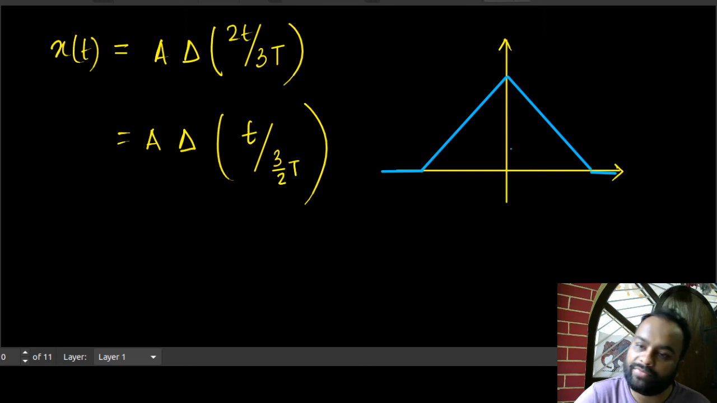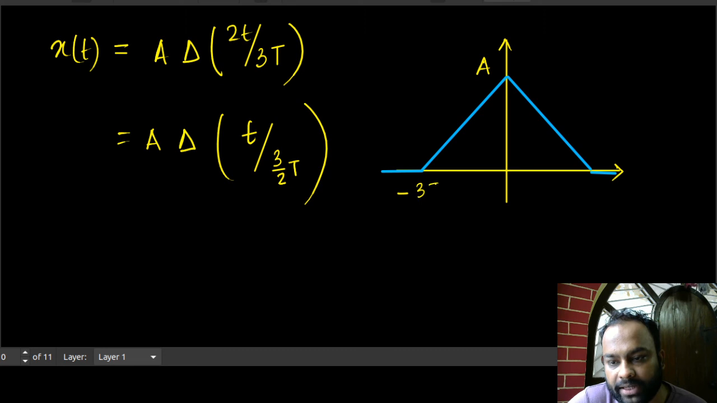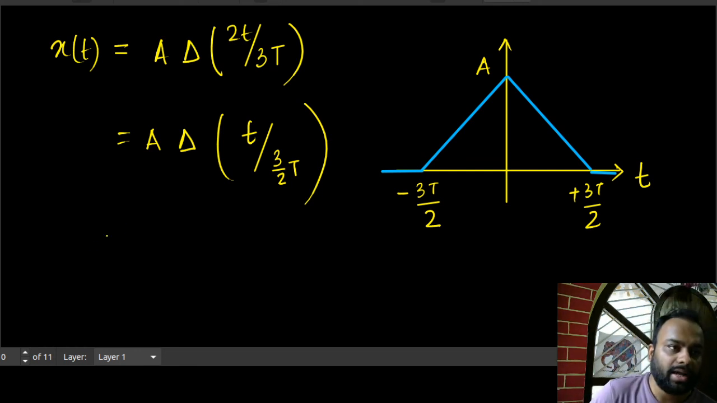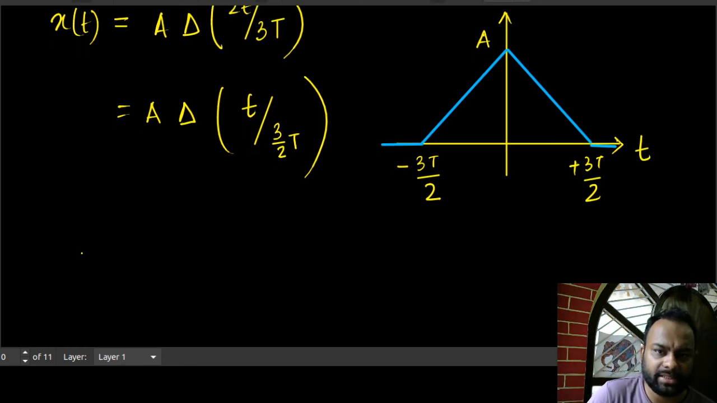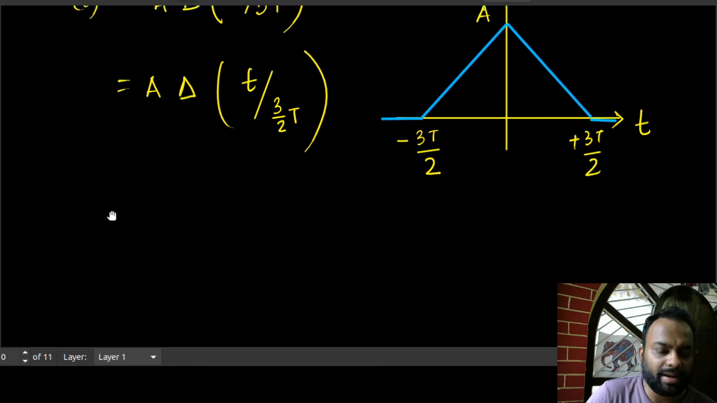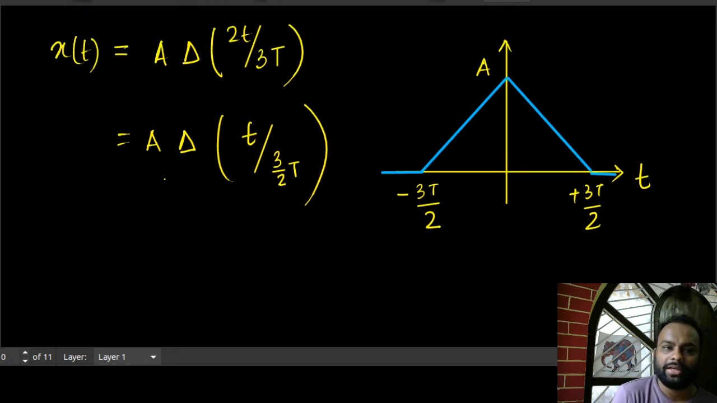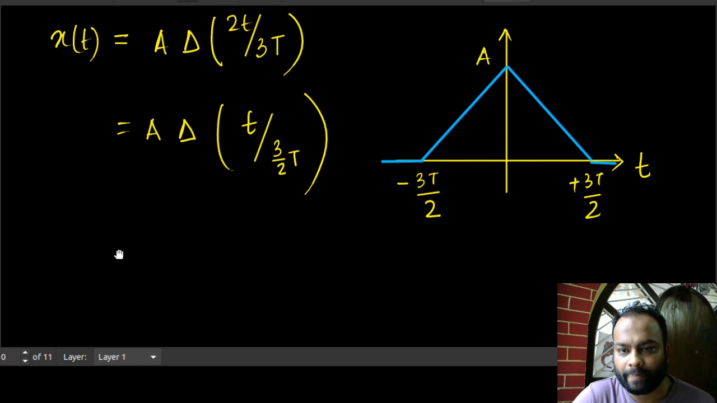If you have a figure like that, what would I have here? Of course I would have a here, and instead of minus t here, I would have minus 3t by 2, and plus 3t by 2 on the other side. I don't think there is any difficulty understanding this, right? But I'm not giving you this as a problem because you know what to do after this.